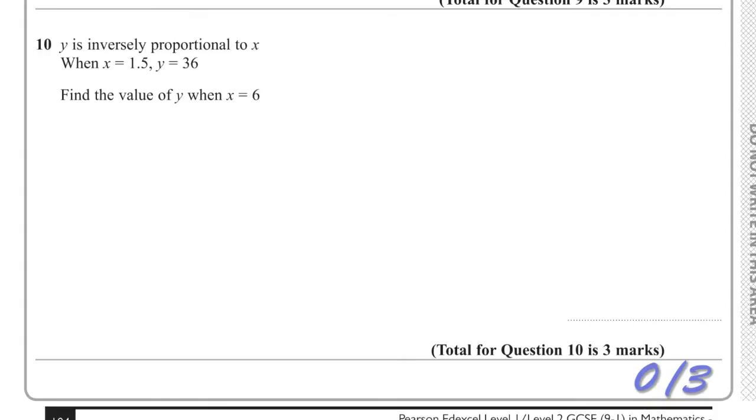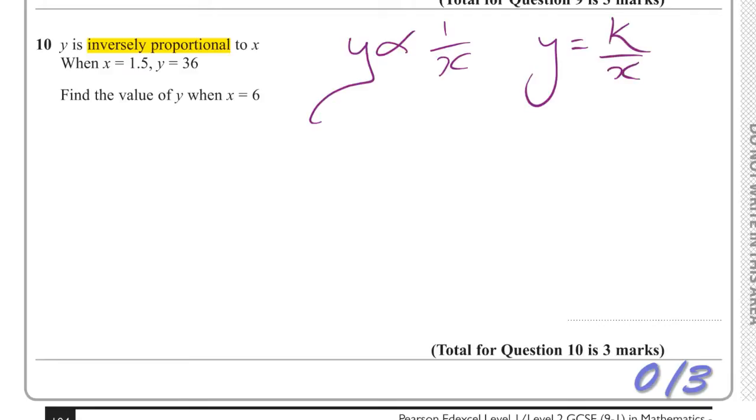Alright, question 10. So y is inversely proportional to x. So inversely proportional means that y is proportional to 1 over x. It's proportional to the reciprocal of x. If it's proportional to 1 over x, that means that y will be equal to some multiple of 1 over x. So let's use the values we've been given. We've been told that when x is 1.5, y equals 36. So we can plug those in and see what this constant of proportionality is.